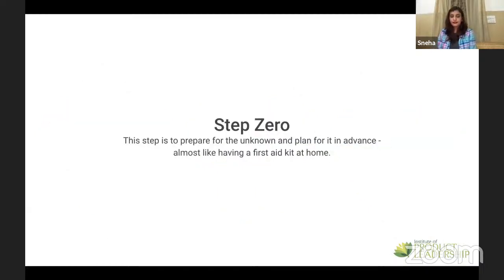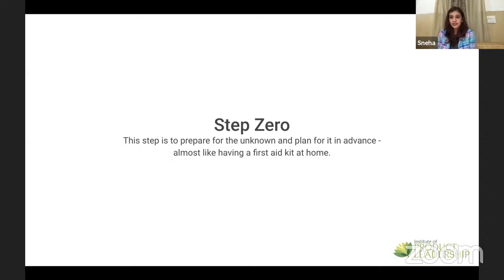All right, this is my favorite, and I call it step 0. What do you do before you even start? And I feel a lot of times this is the one step we really miss. It's being prepared for the worst. It's being prepared for the unknown. It's being prepared for what could come your way.